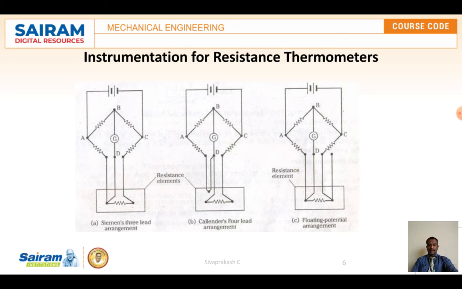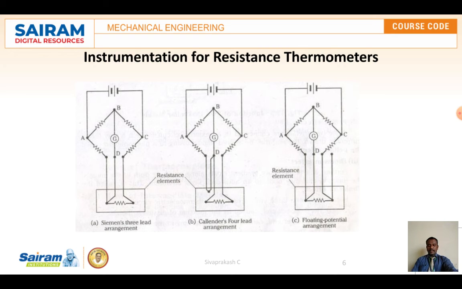Then comes the floating potential arrangement, which is the same as the Siemens construction but with an extra lead. This is the extra lead provided here. It may be used to check the equality of the lead resistance. The thermometer reading may be taken in the position shown, followed by an additional reading with the right and left leads interchanged. By averaging these readings, more accurate results may be obtained.